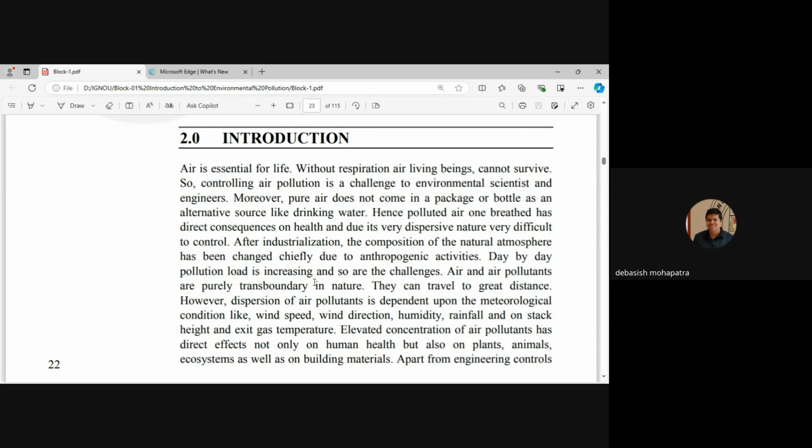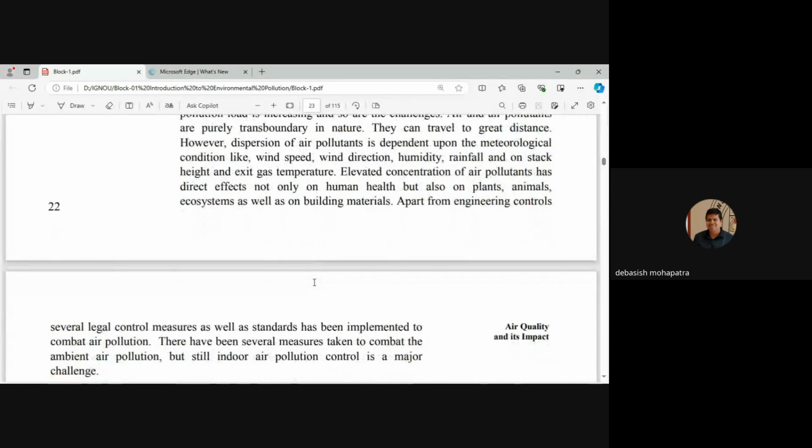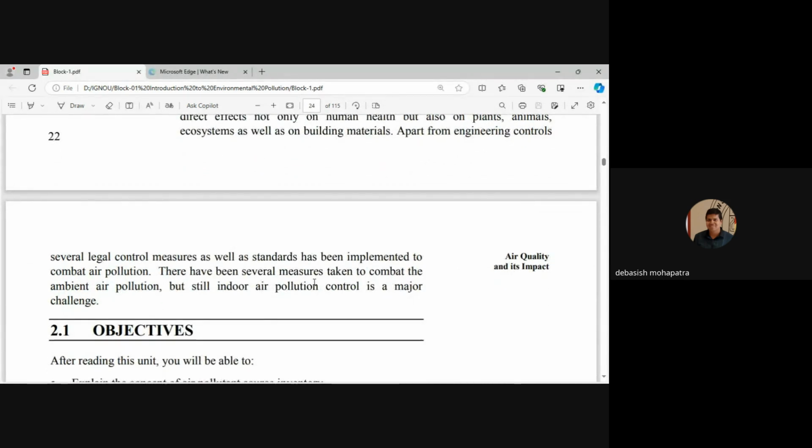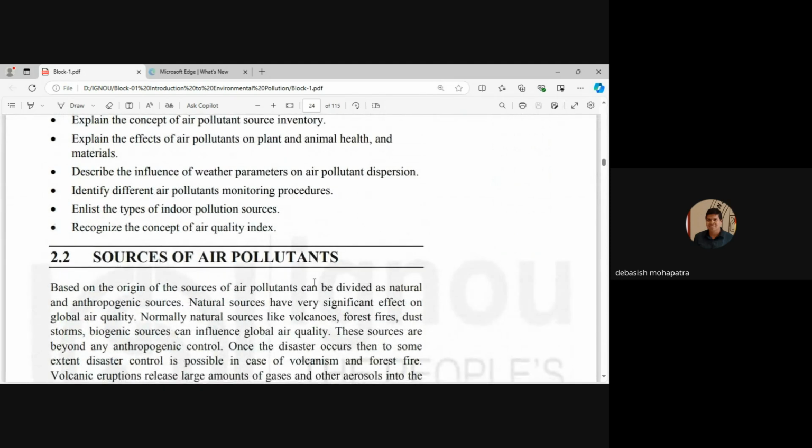Elevated concentration of air pollutants has a direct effect not only on human health but also on plants, animals, the ecosystem as well as building material. So apart from engineering controls, several legal control measures as well as standards have been implemented to combat air pollution. Several measures have been taken to combat ambient air pollution, but still indoor air pollution control is a major challenge. So these are the objectives of this unit, and what we will learn.